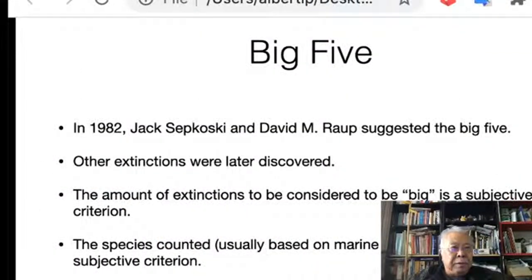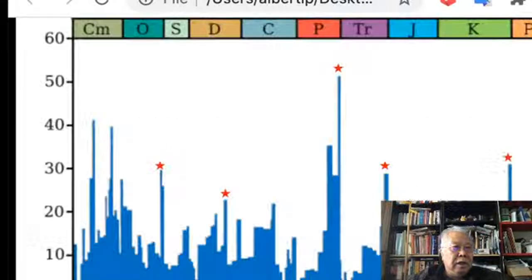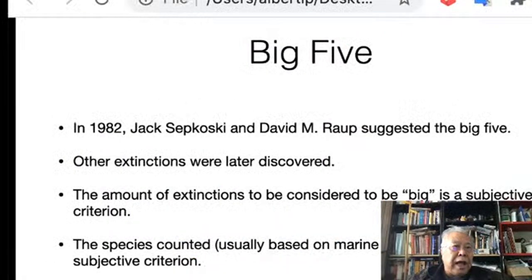So the big five was actually suggested by 2 people in 1982. These are named on the screen. They suggested the big 5. So we already see that there's actually more than 5, but they selected these 5 as the big extinctions, and we are concentrating on these. But there are other extinctions discovered later. The amount of extinction to be considered big is very subjective. What do you mean by a big extinction? That is a subjective criteria.